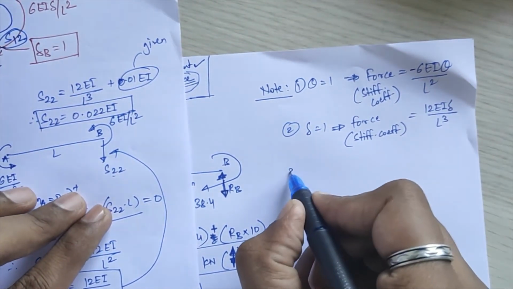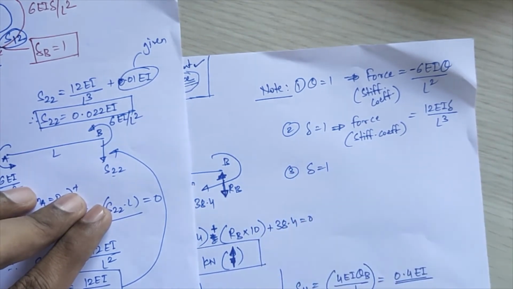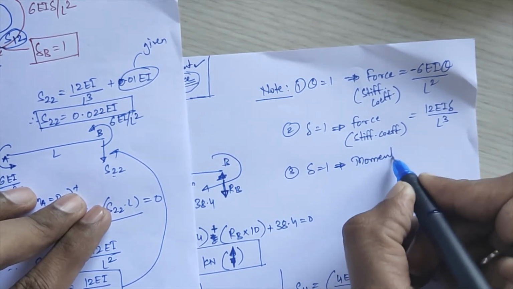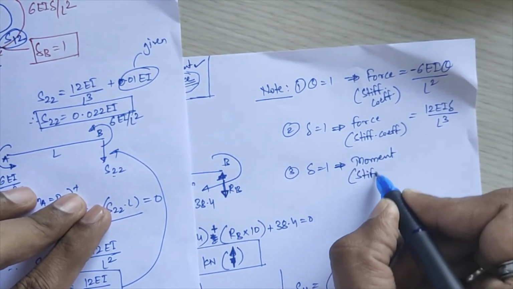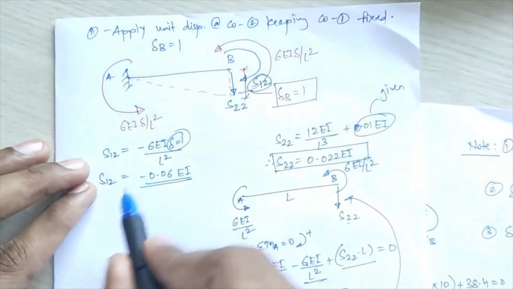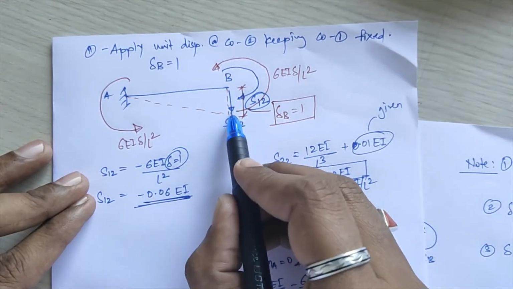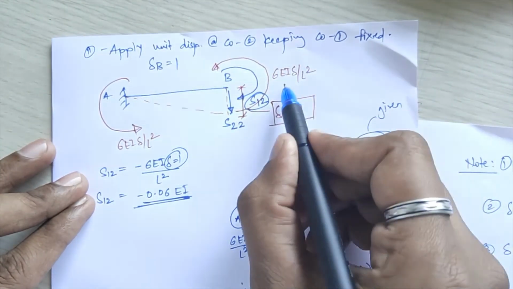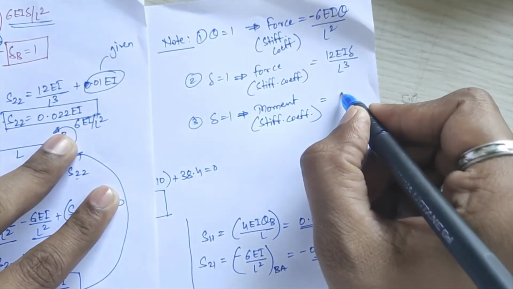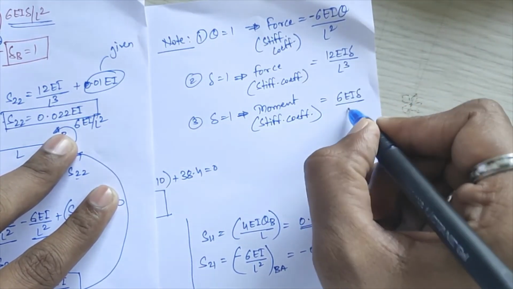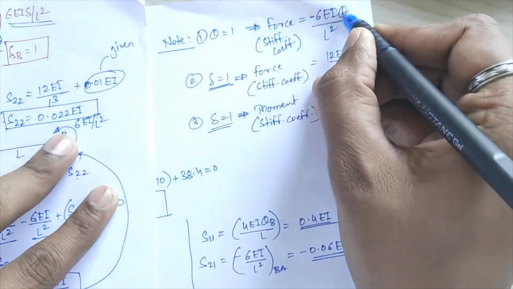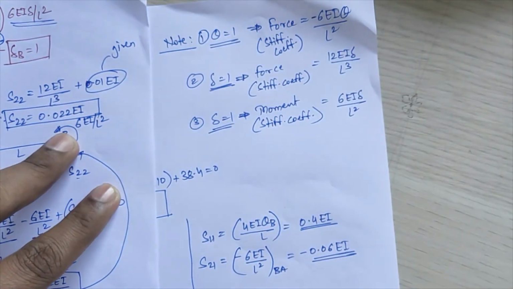Okay, and note number 3: if you are applying delta equal to 1 again, and if you are calculating the moment as your stiffness coefficient, that means this value S12 we have calculated. If you are applying delta equal to 1 and calculating the moment value, that comes equal to 6EIΔ/L², where delta will be equal to 1 again. Here also delta will be equal to 1, but here theta will be equal to 1, right?